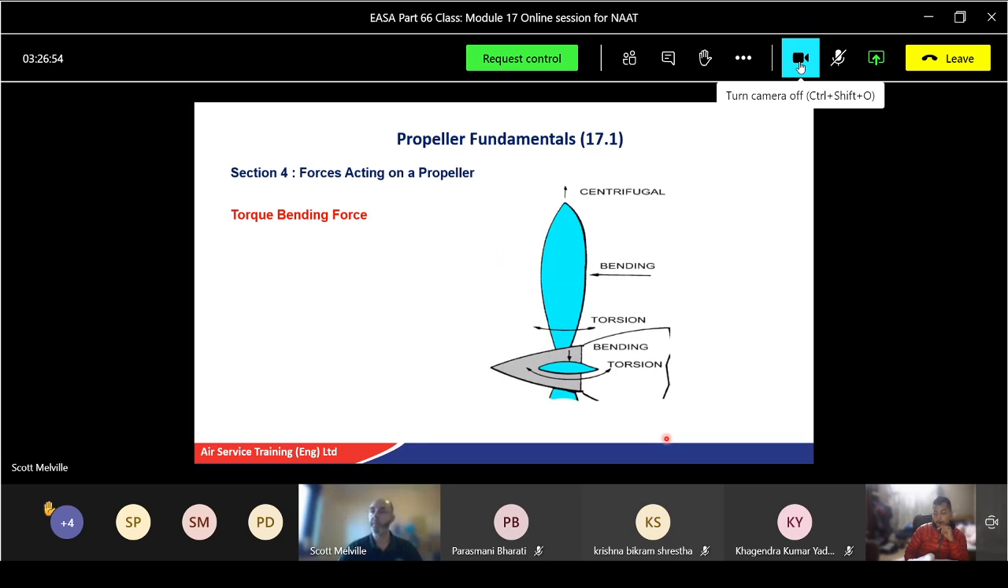Then we've got the torsion force. Okay, and that's the torsion of the blade on the actual hub. Okay, torque, a twisting motion.